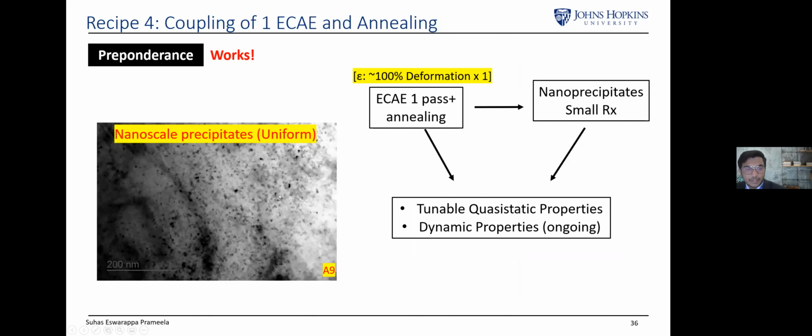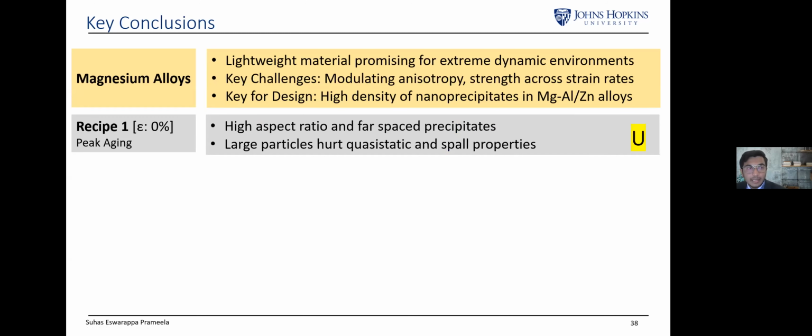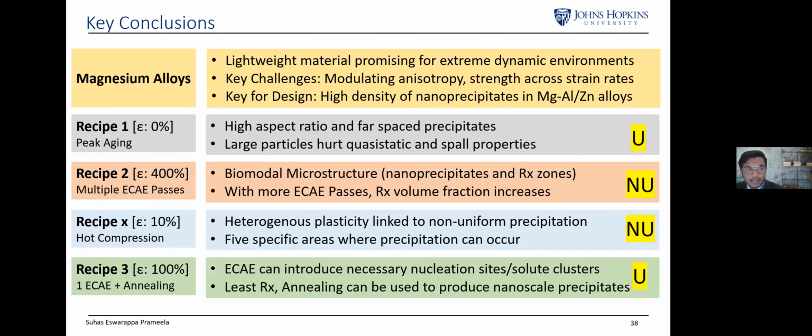Where you have these nanoscale precipitates. So I want to quickly conclude how magnesium alloys are very useful. I just focused on strength, but it turns out that a lot of these nanoprecipitates are very useful for modulating yield asymmetry and other things. And I can talk more about that later on. But in terms of summarizing different recipes here, I've distilled down some of the key lessons from each design recipe.